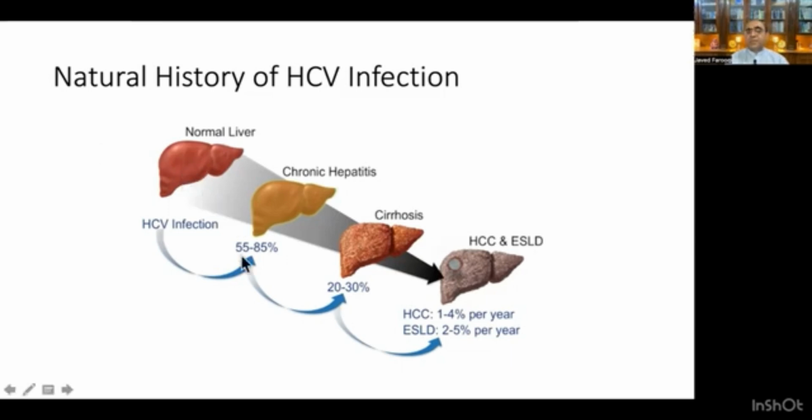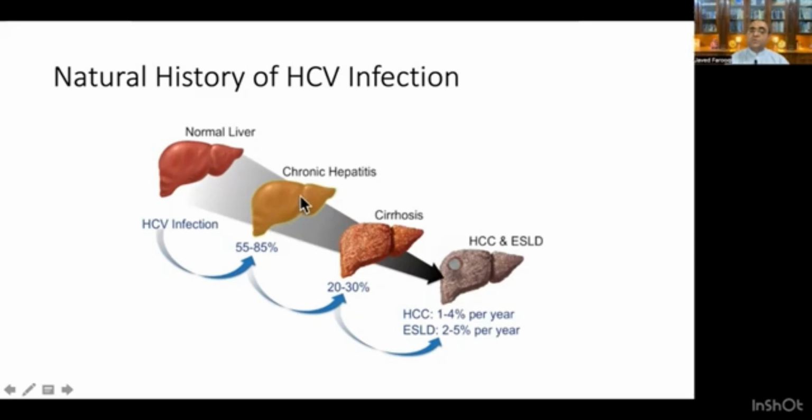When a patient develops acute hepatitis C, then 15 to 45% of these patients may recover spontaneously, depending upon different factors. They can recover, but chronicity is the hallmark of hepatitis C virus infection. Most of these patients do develop chronic hepatitis C. So 55 to 85% of the patients develop chronic hepatitis C.